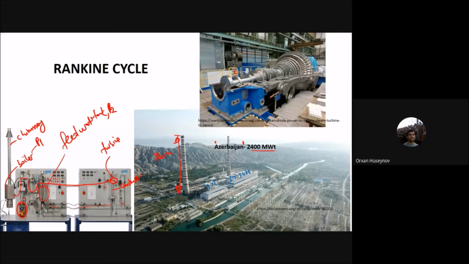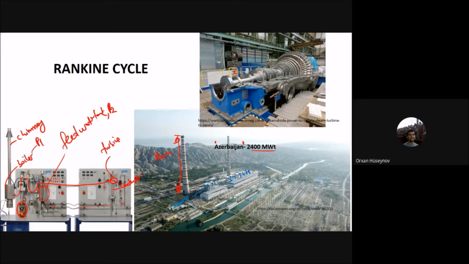There are 8 units here, and each unit is 300 megawatts. These are all separate independent units, and each of them has this system: the boiler, the tank, the turbine and the condenser. For the condenser part, the cooling part, it uses the channel here. You can see the channel, and they use the channel water to cool the steam outlet.